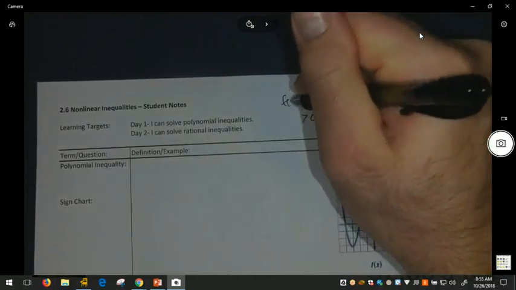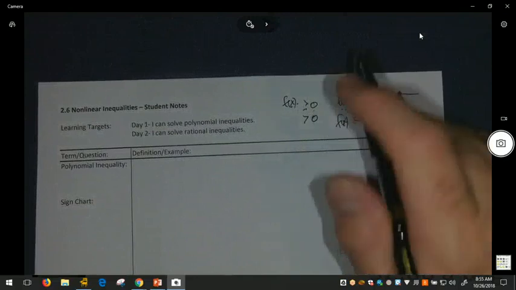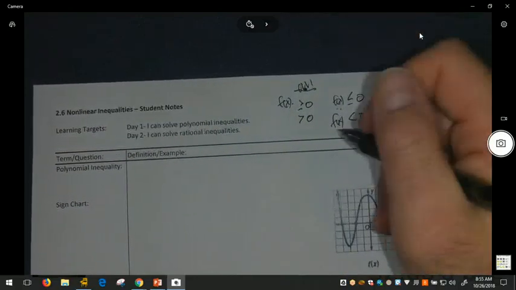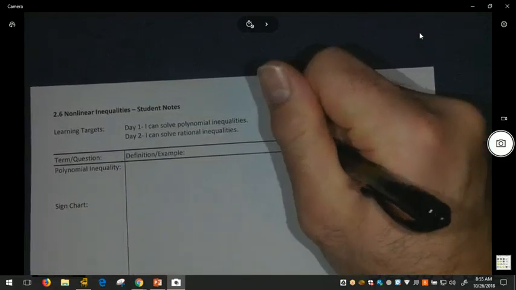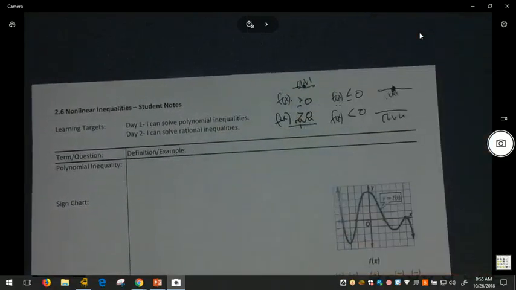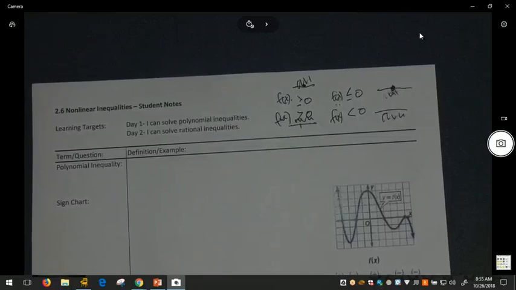For this one, for f of x, where is it greater than or equal to 0, where is it on the x-axis and above the x-axis? And when the function is strictly greater than 0, where is it strictly above the x-axis? So that's what we're looking at, describing those intervals.